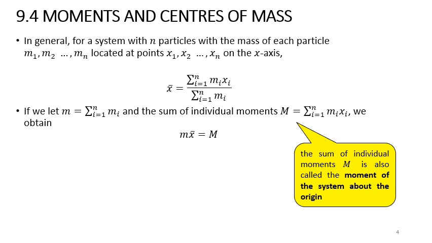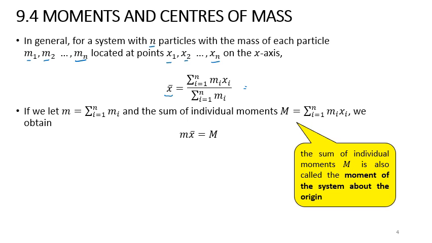But what if you have more than two particles? In general, we need an expression for a system with n particles. Let's say you have a system of n particles with masses m1, m2, m3, and so on until mn, located at points x1, x2, x3, and so on until xn on the x-axis. Then you can find the x coordinate of the center of mass by adding all the moments divided by the total mass of the particles. So you get this.